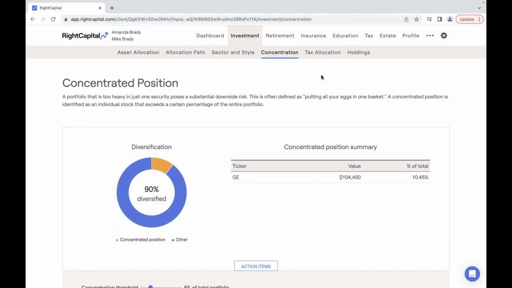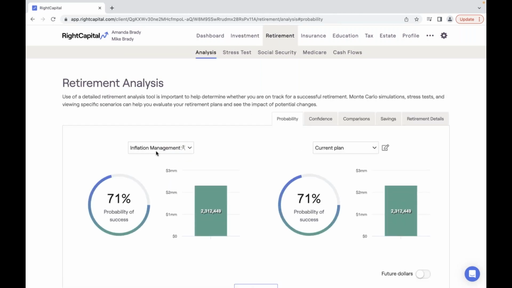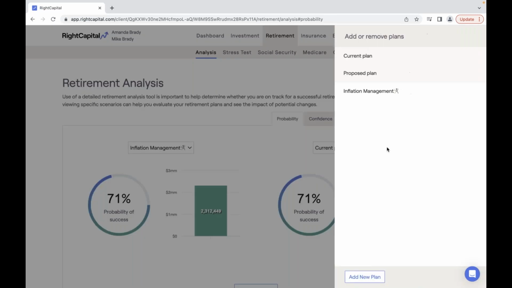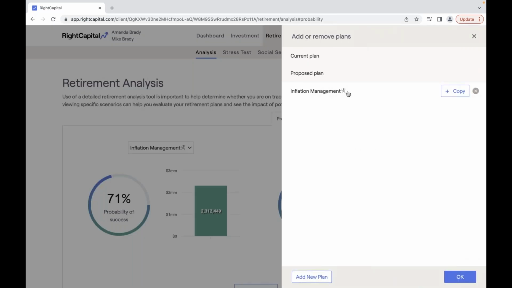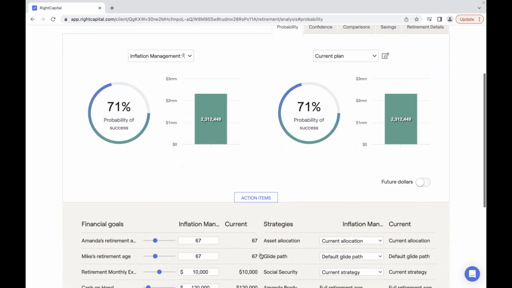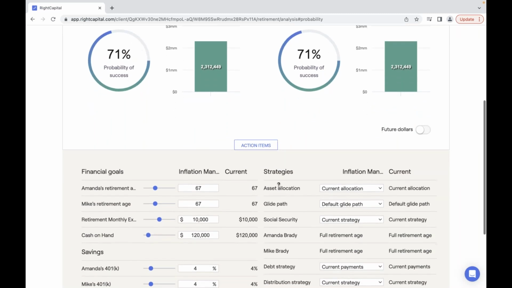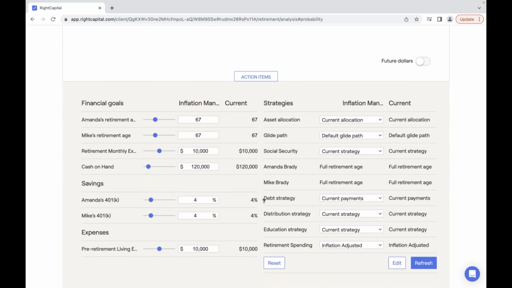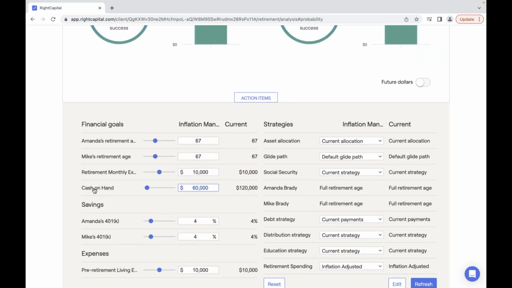So with that, we can actually look at this plan and say, well, in the retirement analysis, we've built out, let's say, an inflation management approach. So I've built a new plan saying inflation management, add a little sword fighter there, why not? And so here in the action items, I can say specifically, what if I want to make those changes? What if I want to, for example, change that cash on hand from 120,000 to 60,000, automatically reinvesting the rest. And this is what we call a cash reserve goal.